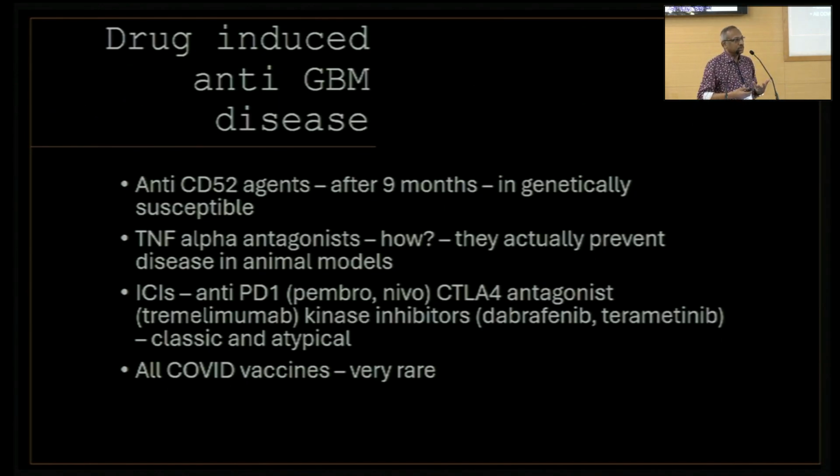TNF-alpha antagonists, such as infliximab, have been shown to cause anti-GBM disease in some patients. The mechanism again is not known, because in experimental models it actually prevents and treats anti-GBM disease. Then immune checkpoint inhibitors, they are popping up everywhere in nephrology these days, and they also rarely cause anti-GBM disease. Fortunately, it's rare. More common toxicities are acute kidney injury and acute interstitial nephritis.